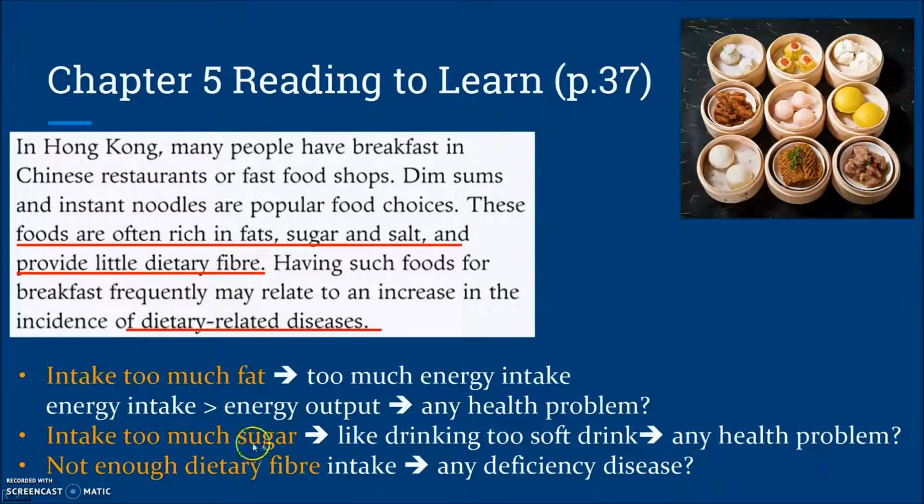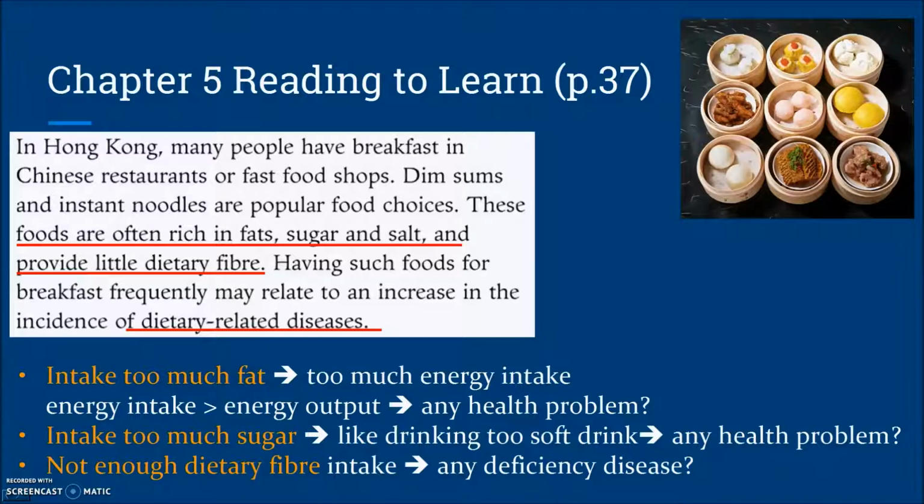And intake too much sugar is just like drinking too much soft drink, and any health problem. And the last part is that not enough dietary fiber, any deficiency disease, what kind of disease you will suffer from. So that's one part of chapter 5.